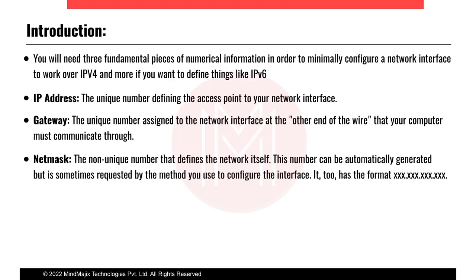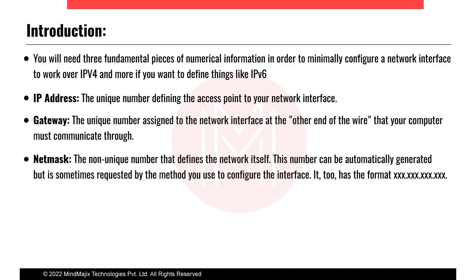In the introduction, we need three fundamental pieces of numerical representation, which we learned in the first half: what is the IP address, and what is the gateway. The gateway is the first usable IP address. Whatever traffic is in the LAN should go to the gateway IP address. Mostly the gateway IP address is configured on routers only. If you want to communicate with the outside world, all hosts in the subnet will send the network traffic to the gateway IP address.